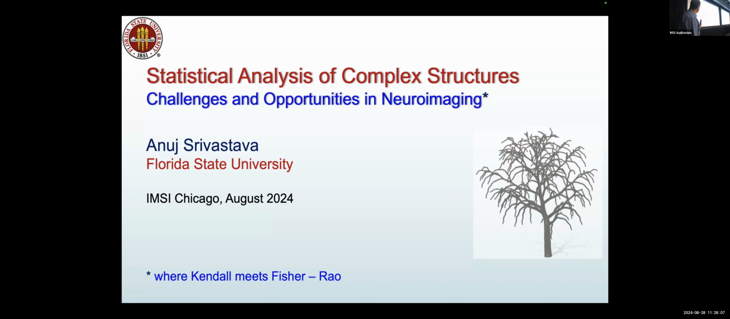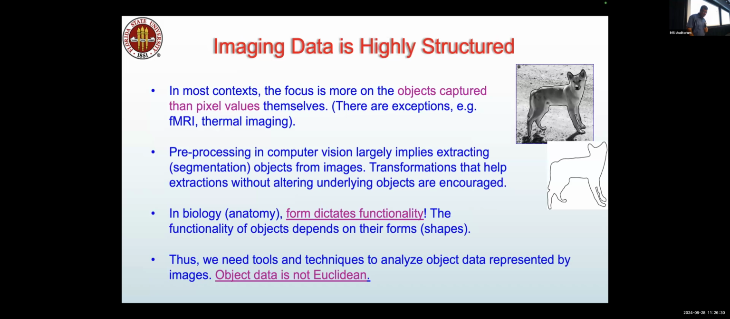So I want to talk about some opportunities we have given the data availability and so on. The focus is on shapes and on complex structures. Rob Cass is not here, but I included this subtitle, Kendall meets Fisher Rao, just for him. But he's not here, so opportunity lost.